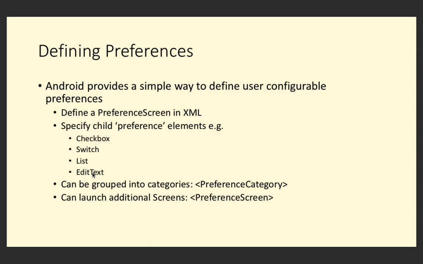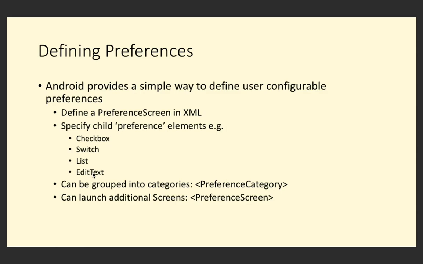We can set up our preferences just by creating an XML file. We create an XML resource, and if we call it preference, by default it automatically puts in a preference screen XML element, and then we can specify different types of preference. So things that could be checked, such as a list of allergens, a switch for whether you want something turned on or off, lists, and edit text if you want the user to be able to put in some kind of free text value.